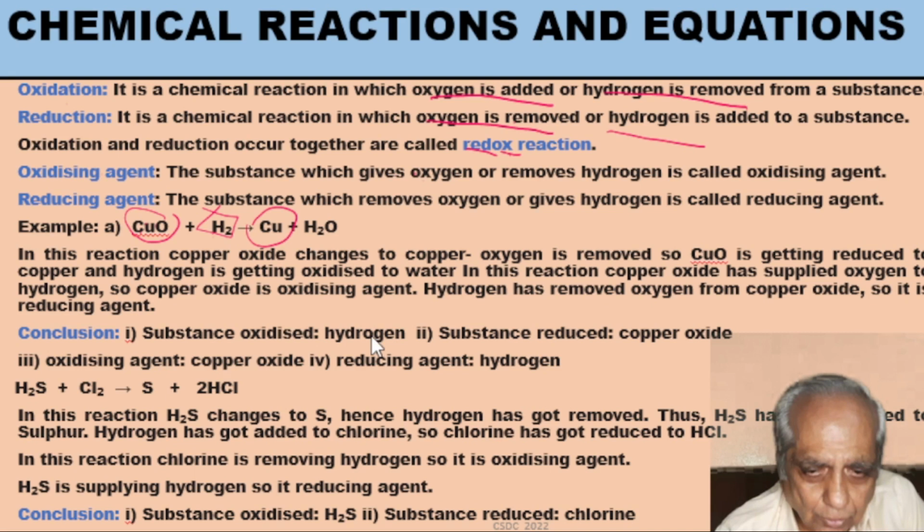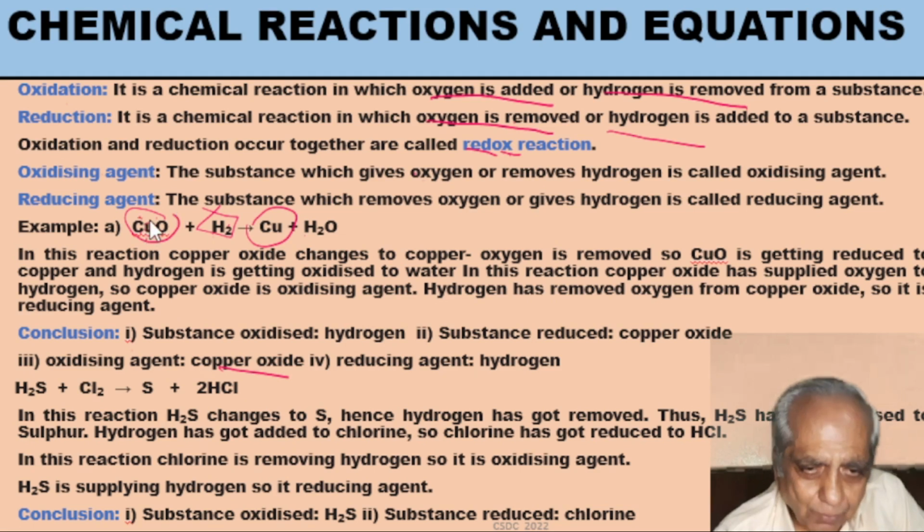Now whichever substance gets oxidized is a reducing agent. Hydrogen has got oxidized to water. Hydrogen removes oxygen from here, so it is a reducing agent. Copper oxide has got reduced, so it is an oxidizing agent. Why? See what copper oxide has done: it has supplied oxygen. Any substance that supplies oxygen is an oxidizing agent. So copper oxide supplies oxygen, so it is an oxidizing agent.